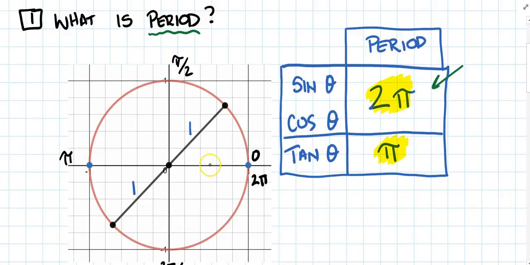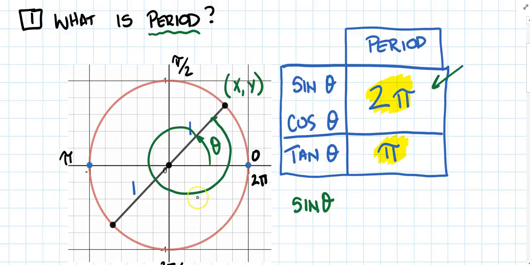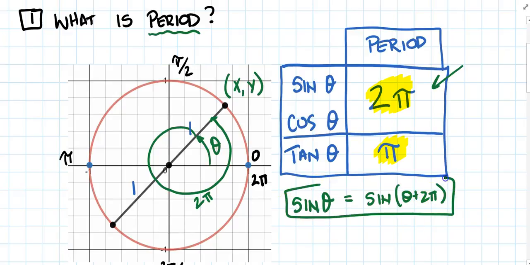So let's say, for example, I talk about this angle theta. Then that means that there is some point over here on the unit circle, which is x and y. So if I talk about, for example, the sine of theta, notice that if I traveled from this point all the way around to that point again, I would have traveled 2 pi radians. So the sine of theta is the same thing as the sine of theta plus 2 pi. So there is an equivalent statement, and all we're doing is basically just traveling around a circle.